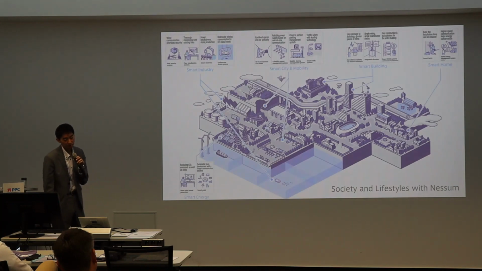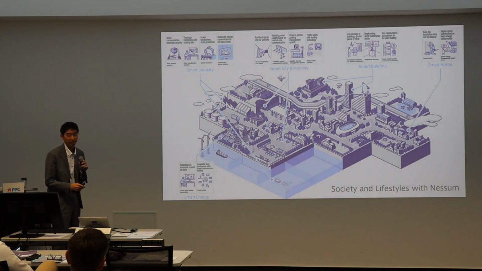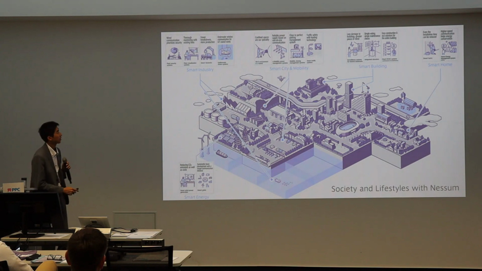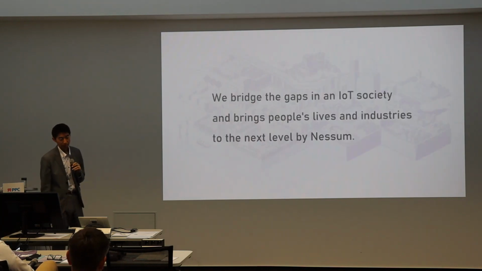This figure shows the areas in which Nessum contributes to society. There are 5 areas: smart industry, smart city and mobility, smart building, smart home, and smart energy. We bridge the gaps in the IoT society and bring people's lives and industry to the next level with Nessum.